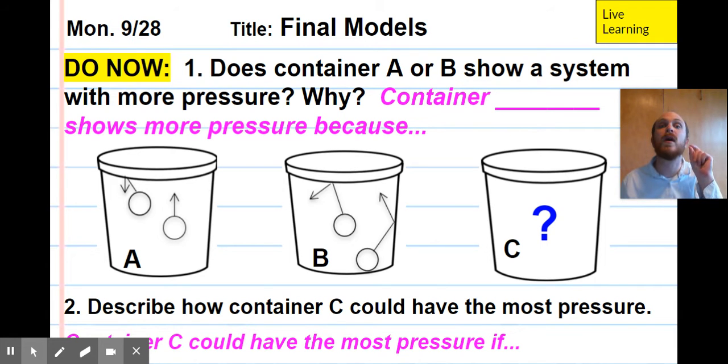I want you to imagine and describe a container C that has even more pressure than A or B. It has the most pressure. What would that container be like? Either tell me about the container, or tell me about the particles of the container. I'm trying not to give too much away, but think about a situation of container and particle system that has even more pressure. What would that look like? How would that work? Tell me about it here.